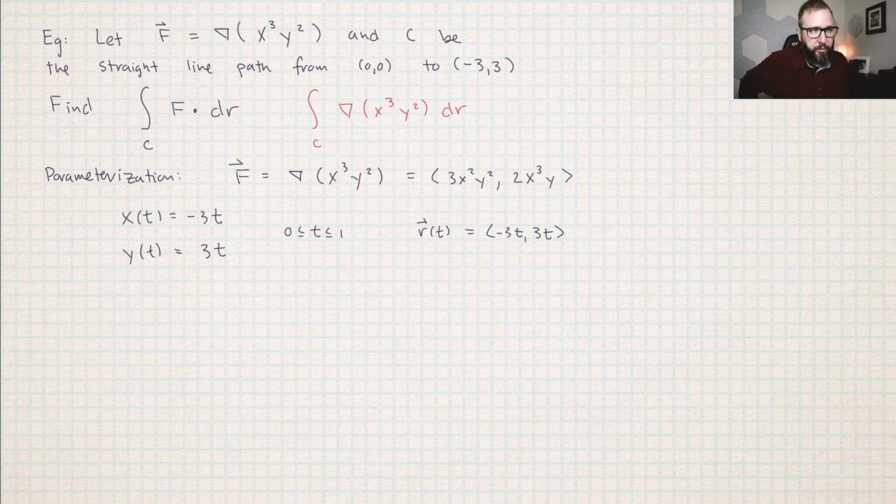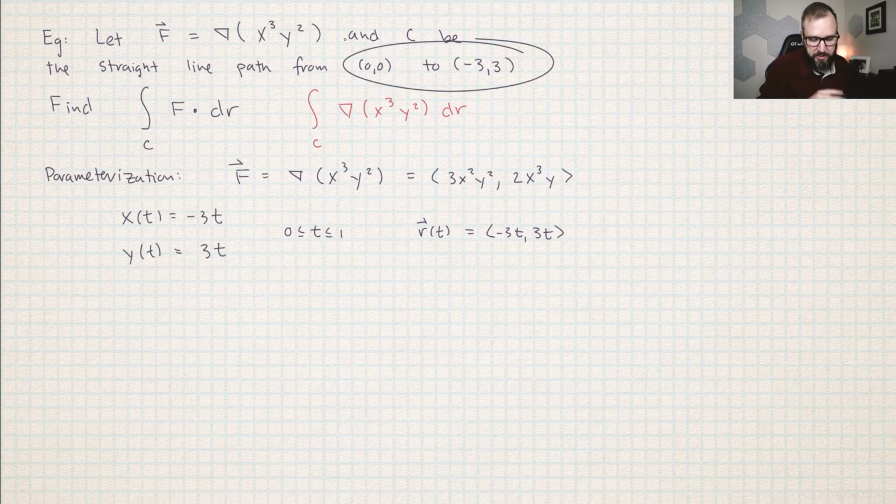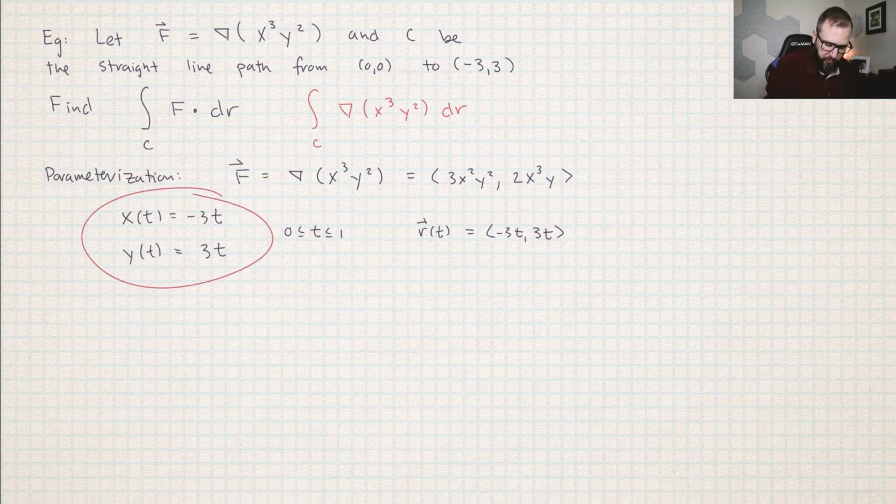Okay, so I'm just churning through this process. First of all, I figured out what capital F was. Capital F is the gradient of this. So all I did was I took the x partial derivative and put it right there, the y partial derivative and put it right there. Okay, brilliant. And now the next thing I had to do was parameterize this line. So this is the straight line path from 0, 0 to negative 3, 3. So all I'm doing here is final minus initial times t plus initial. So I got this for my parameterization, and that gave me that r of t. So actually I can calculate dr.